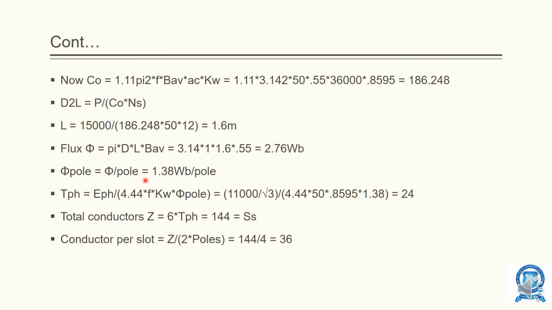So now substitute the value in the T phase equation, so that I'll be getting the number of turns per phase. So the total conductors Z is equal to 6 times turns per phase. Conductors per slot is equal to Z by 2 into poles. Total conductors I am getting is 144, and conductors per slot is 144 divided by 4, that is 36 conductors. So the total number of conductors is 144 conductors in stator, and in one slot we go for 36 conductors.